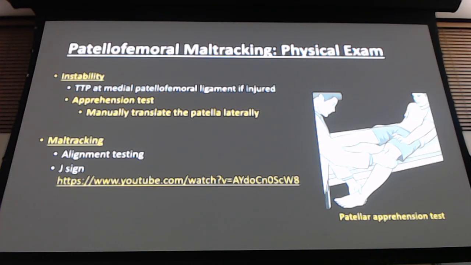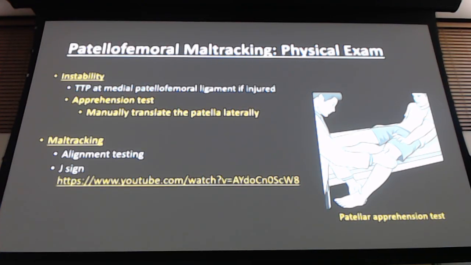Then hold them at 30 degrees of flexion, and make sure you push on the patella laterally. If they have apprehension, you document that. That is a positive finding. A positive finding is not pain, it is apprehension, hence the name. Does that make sense? You can document pain with apprehension. If they just have pain, could they have maltracking? That's not instability, correct? So this test is specifically for instability.